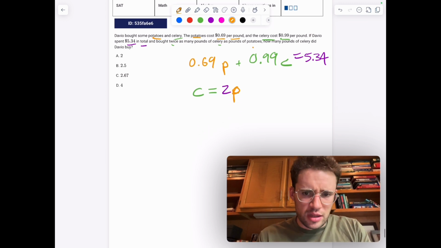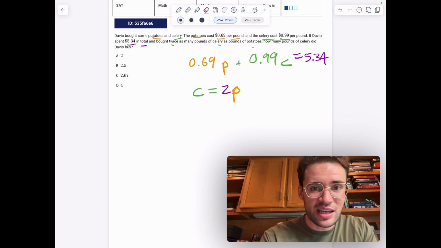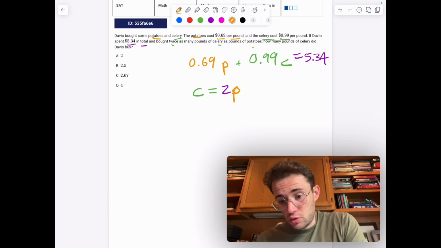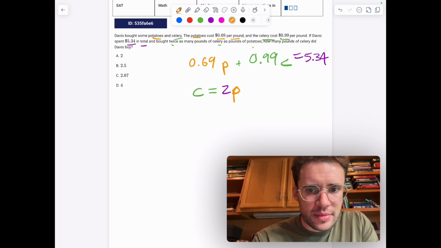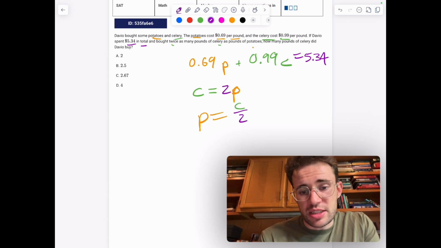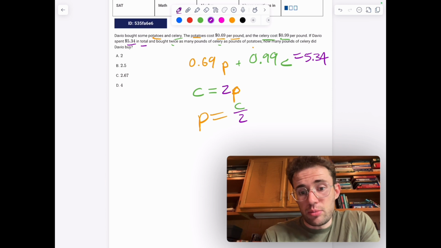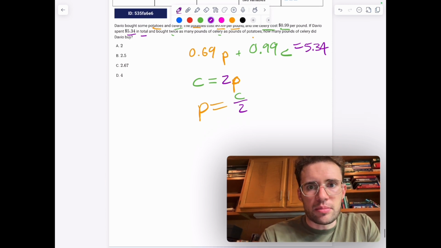All right, so if we have it like this, then this would be easier to solve for the potatoes because you just plug in the value of C if you want to do substitution. Again, if you want to graph it, you can just graph it and then it will work out. But I'm going to get the P alone. So P is equal to C over 2. Just divide both sides by 2, which also makes sense, right? If the celery is double the potatoes, then the potatoes are half of the celery. And then you can plug this in for your P value, because that's equal to P.